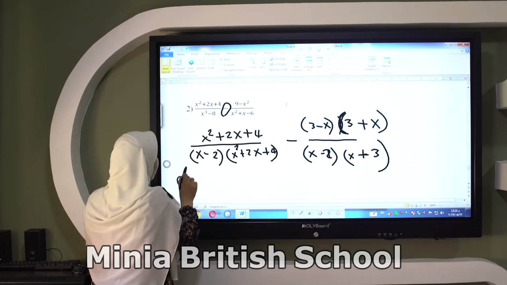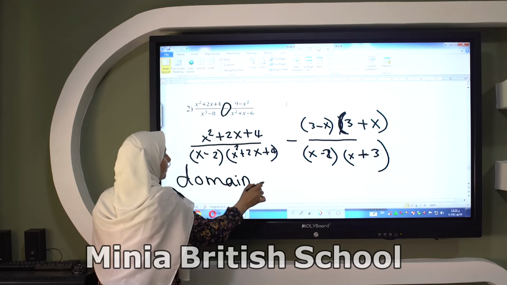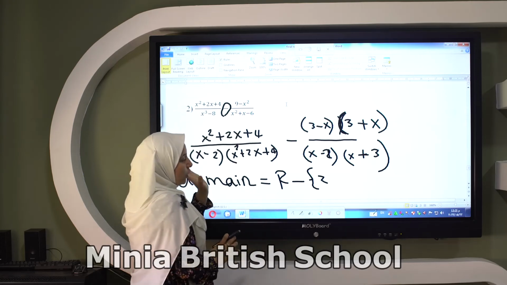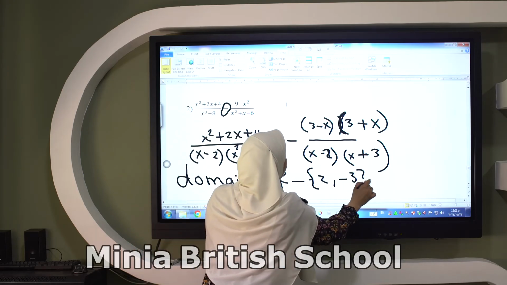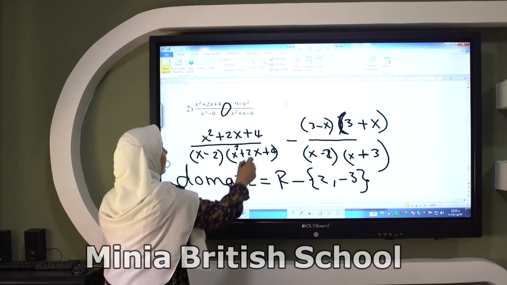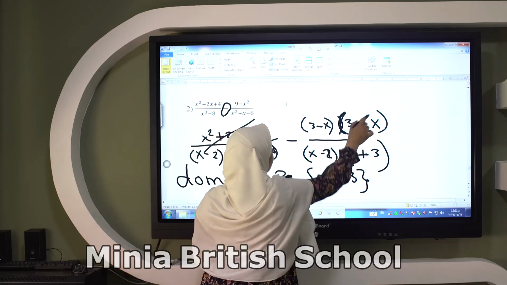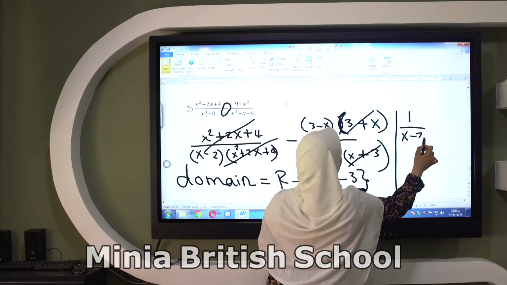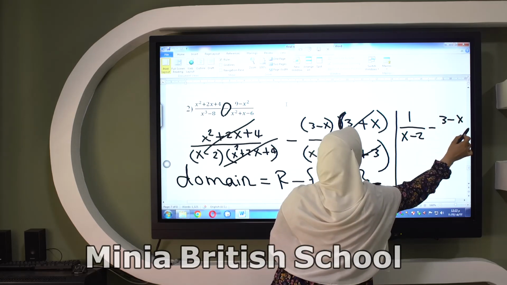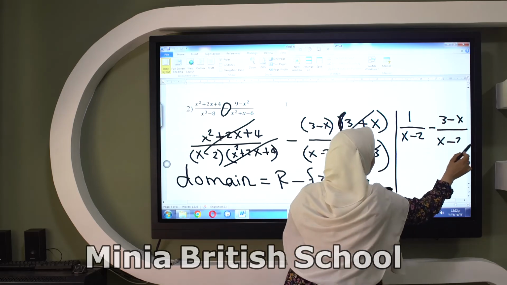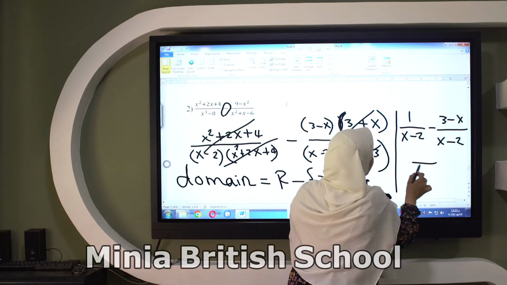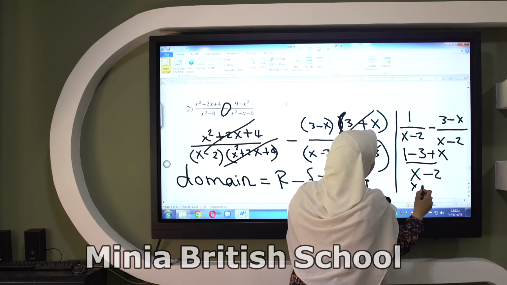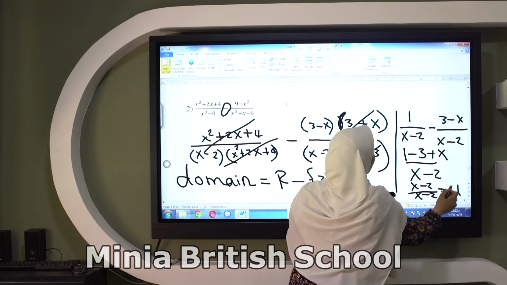Then find the domain: R except the set of elements 2, and negative 3. Then simplify, cancel this bracket with this bracket. We get 1 over x - 2 minus (3 - x) over x - 2. The denominator here is the same. Okay, take x - 2 and here 1 - 3 + x. We get (x - 2) over (x - 2) equals 1.